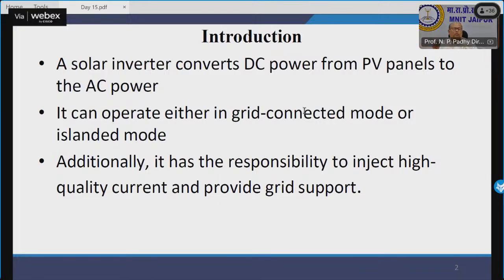So we need an inverter to convert the DC power to AC power. Sometimes the conversion happens in one layer and sometimes in two layers. So a solar inverter converts DC power from PV panels to AC power. Now it can operate either in grid connected mode or in islanded mode. Additionally, it has the responsibility to inject high quality current and provide grid support.